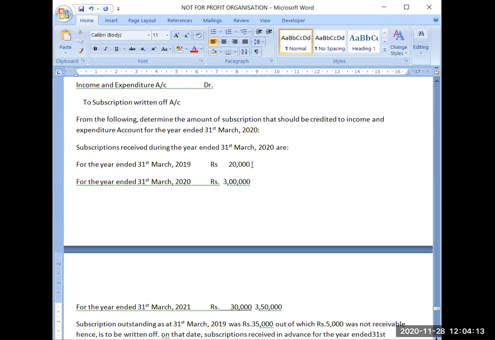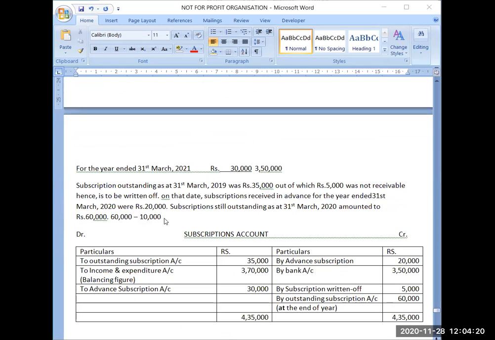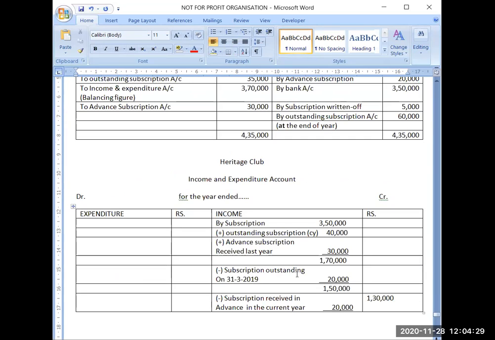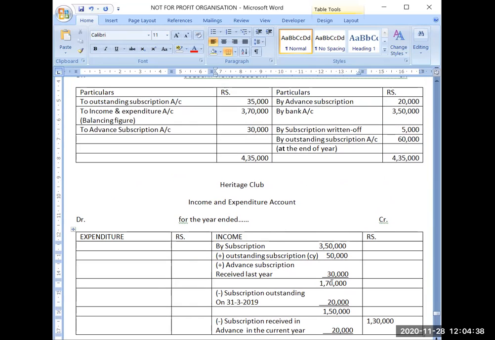Out of this 30,000, we have received 20,000. So obviously 10,000 will be the still outstanding amount. So the current year outstanding will be 50,000. So we will add here 50,000. Then advance subscription received last year was 20,000. That will also be added. So this way, this amount will become 4,20,000.